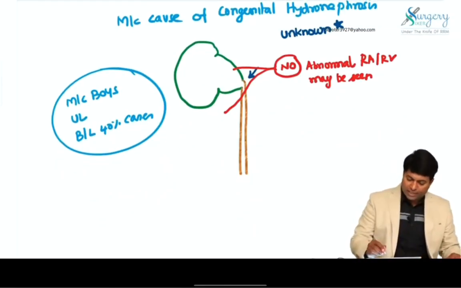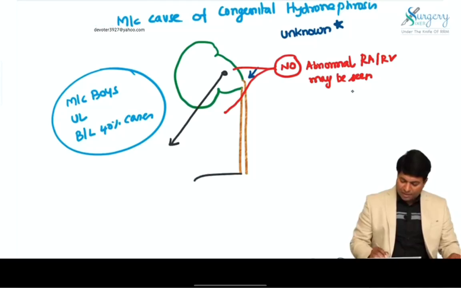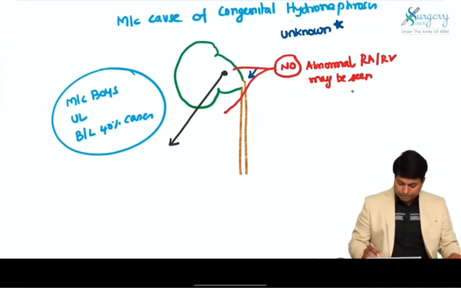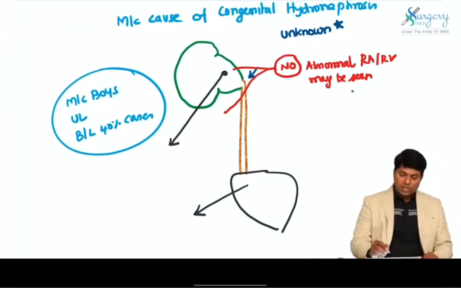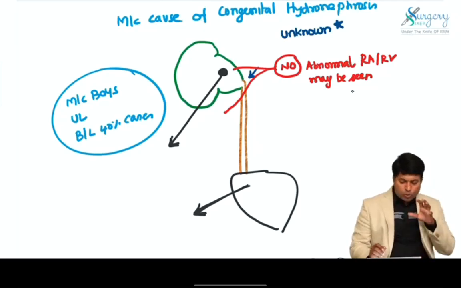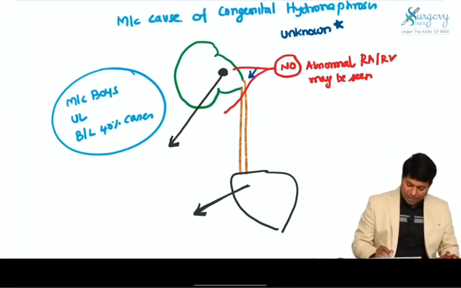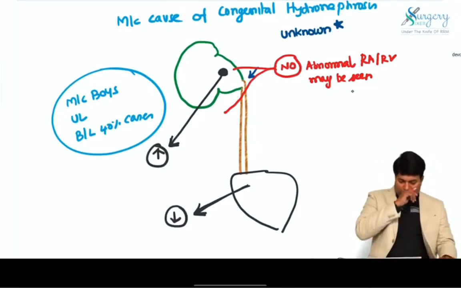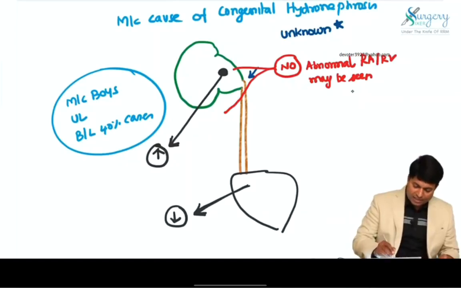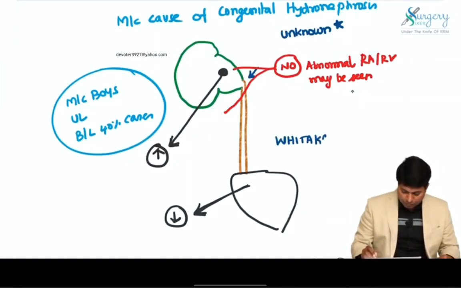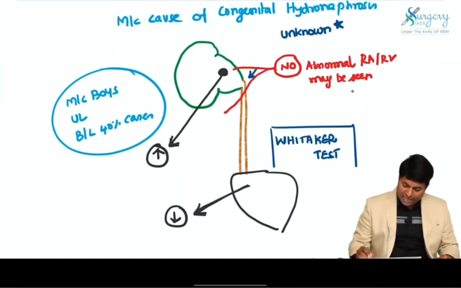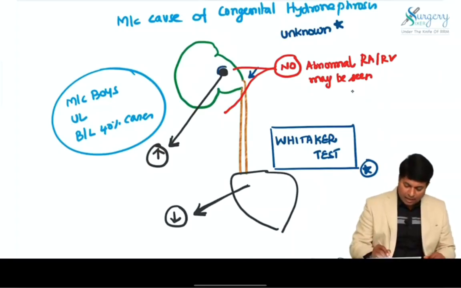So one test used to differentiate this is, we measure the pressure at the renal pelvis and we measure the pressure at the bladder. Usually the pressure here and here will be the same, but here the pressure is high, here it is low. This shows there is an obstruction at the pelvic junction, and this test is known as Whittaker test. Whittaker test is used to find out the pressure difference in renal pelvis and bladder.